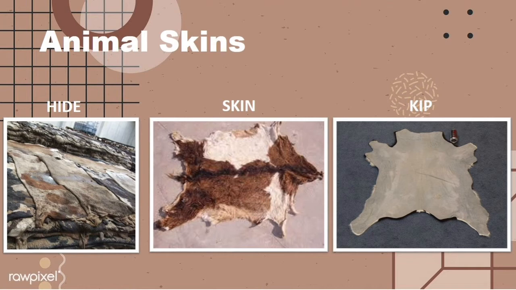Animal skins can be classified into hide, skin and kip. Technically, the term hide is applied to the skins of larger animals such as bulls, horses, cows, and oxen. The term skin refers to skins of goats, sheep, calves and smaller animals. Very often the term kip is used for the skins of animals smaller than a full-grown calf.